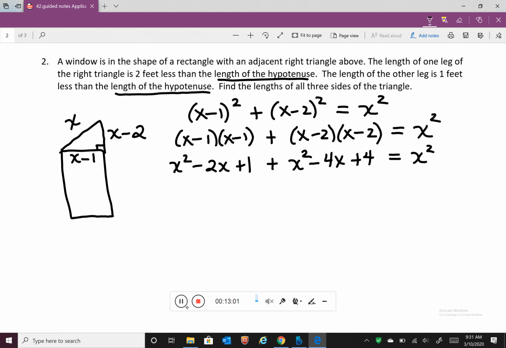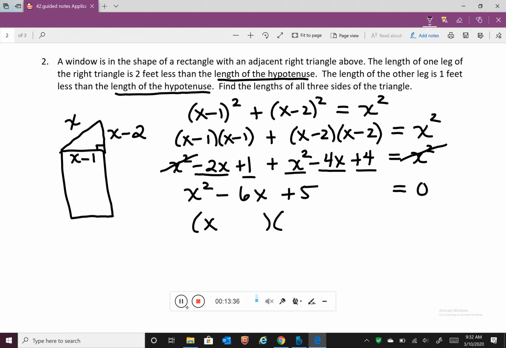Now, this is quadratic, so we're going to set it equal to 0. And notice, if we subtract x squared, that's actually going to cancel one of our x squareds, isn't it? But we still have this x squared. So this gives us x squared. Now we have minus 2x and minus 4x, which gives us minus 6x. And then we have plus 1 with plus 4, which gives us plus 5. And this actually gives us a very nice simple factoring problem, because this is x squared minus 6x plus 5.